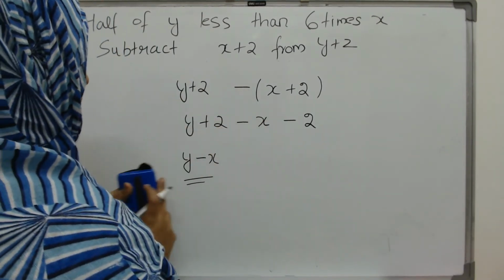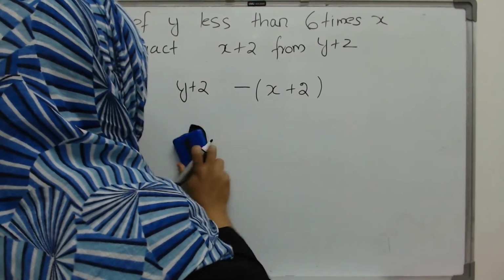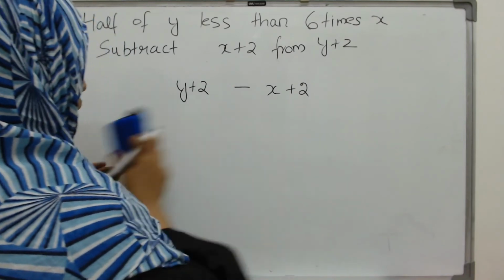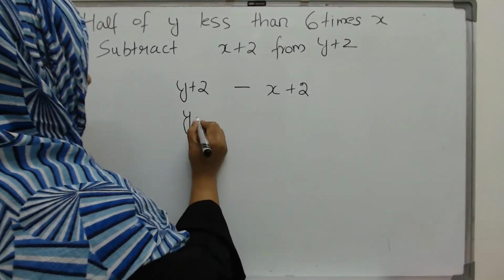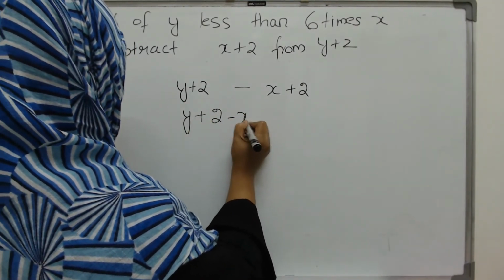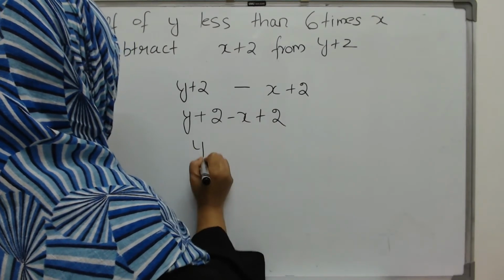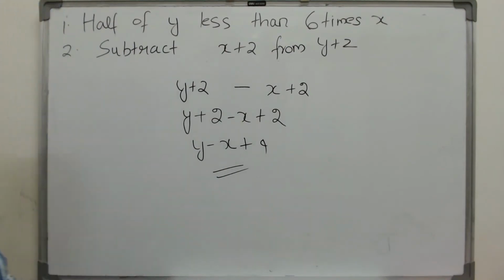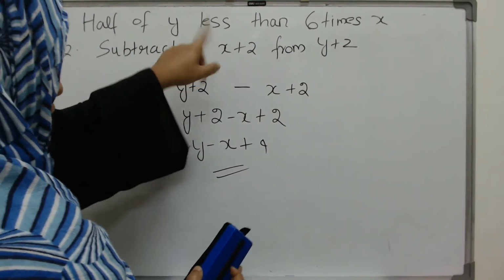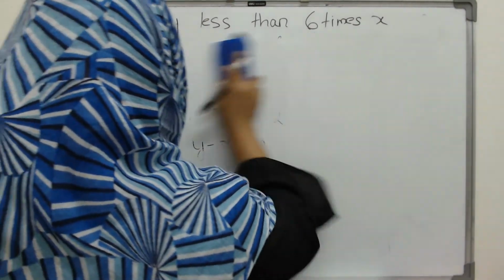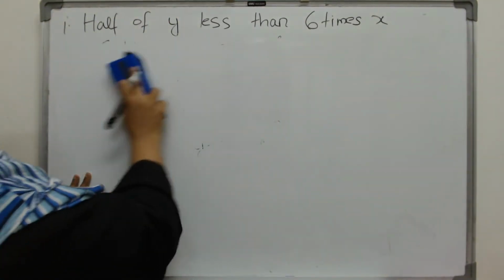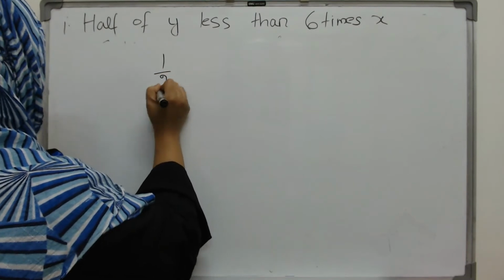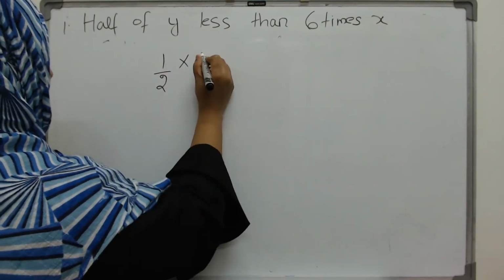Now see what happens if you do not put the brackets. Suppose you are just writing it like this. Then what happens? y plus 2 minus x plus 2, y minus x, 2 plus 2, 4. You see how that answer can go wrong? So always remember, put the brackets. Now we are on to the first question. Half of y. Half is 1 by 2, of is multiplied by y.